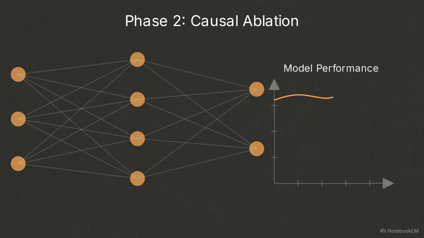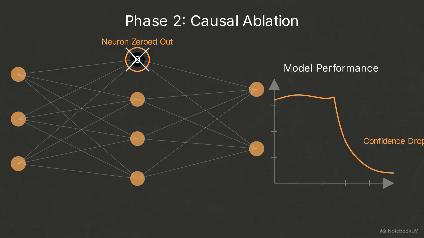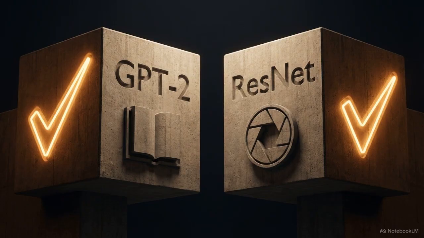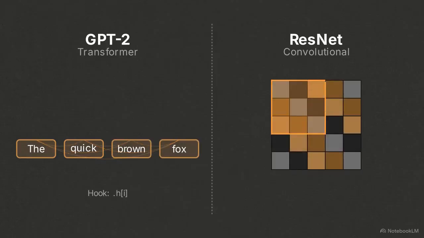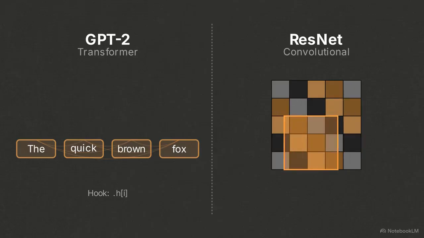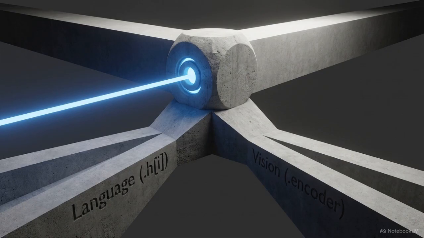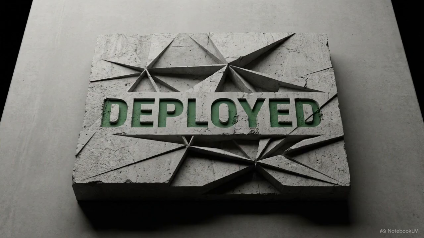Causal ablation is a technique where a specific neuron is zeroed out to measure the resulting drop in a model's performance. This framework is modality agnostic, working across text-based models like GPT-2 and vision-based models like ResNet. GPT-2 is a transformer-based model used for natural language generation, while ResNet is a convolutional neural network designed for image recognition. The system automatically detects layer types, allowing it to switch between language and image analysis without architecture-specific configuration. This automation shifts mechanistic interpretability from a theoretical exercise into a deployable engineering workflow.